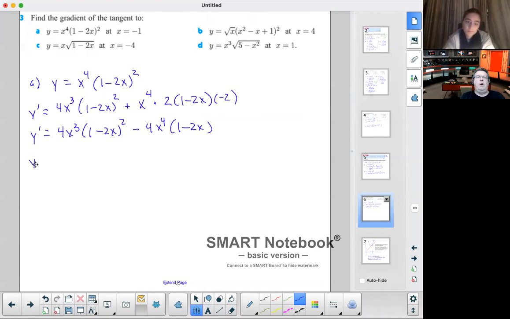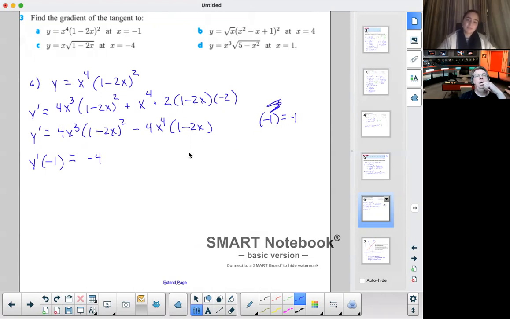Now we're going to find y prime of -1. So -1 cubed times 4. The only thing that's cubed is the x. The 4 is not cubed. If the 4 was cubed, there would be parentheses. So -4. Wait, why does it become negative? Because -1 cubed is -1, times 4.